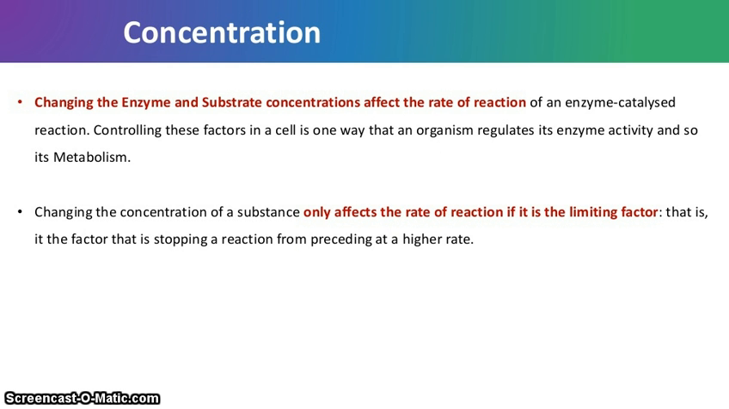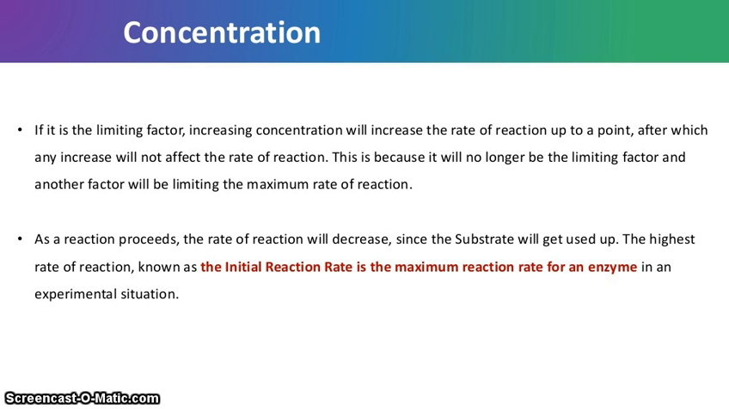Changing the enzyme and substrate concentration affects the rate of enzyme-catalyzed reactions. Controlling these factors in a cell is one way that an organism regulates enzyme activity and so its metabolism. Changing the concentration of substrate only affects the rate of reaction if it is the limiting factor. That is, it is the factor that is stopping the reaction from proceeding at a higher rate.